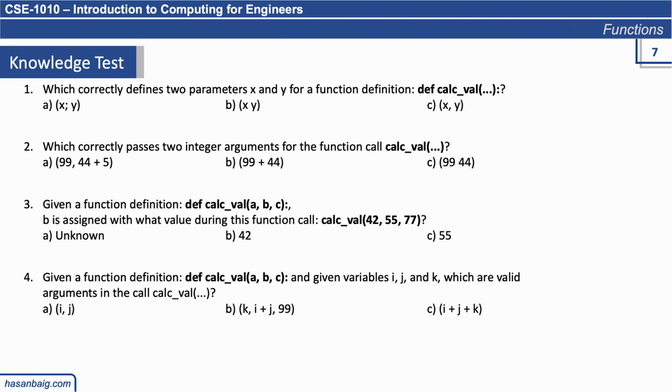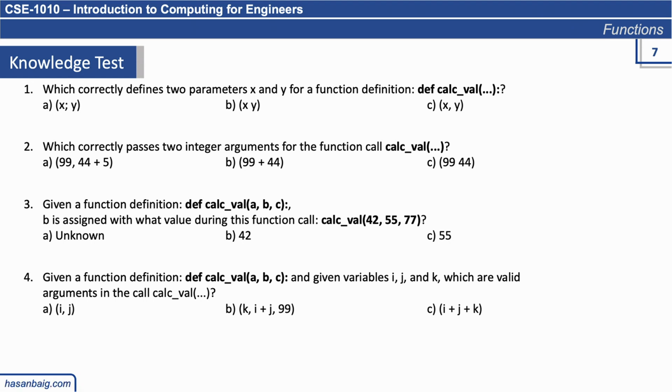Okay. What about 3? Given a function definition, which is expecting 3 parameters A, B, C, B is assigned with what value during this function call? 55, because these are the positional arguments. So we have defined A, B, and C. So A will be holding the value 42, B will be holding the value 55, and C will be holding the value 77.